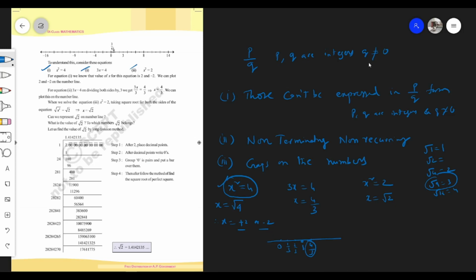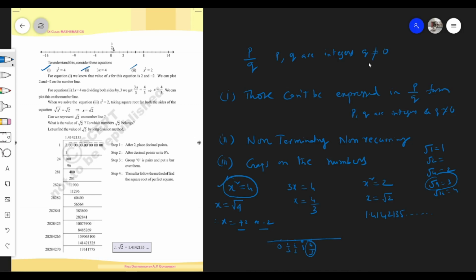Anyway, we are going to find it. But for the time's sake, I'm going to tell you the value of the square root of 2 is 1.4142135, and it keeps coming. Yes, we're going to find it.